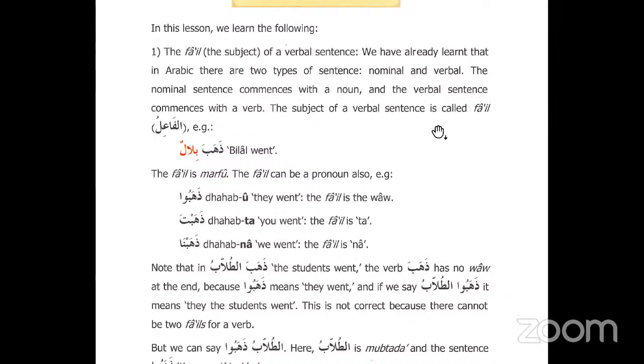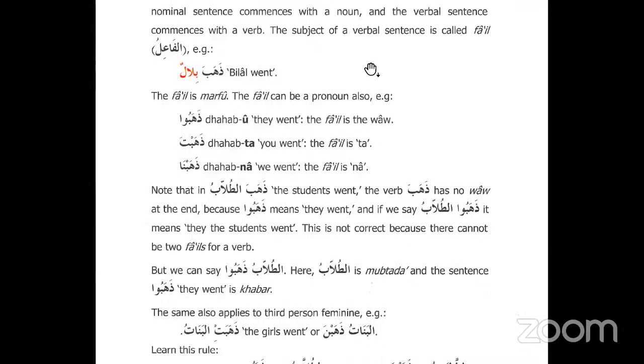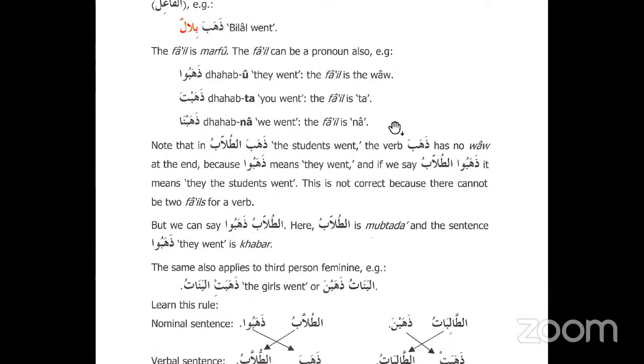Example, Zahaba Bilal. Bilal went. The fa'il is marfu. The fa'il can be a pronoun also. Example, Zahabu, they went. The fa'il is the waw. Zahabta, you went. The fa'il is ta. And Zahabna, we went. The fa'il is na.